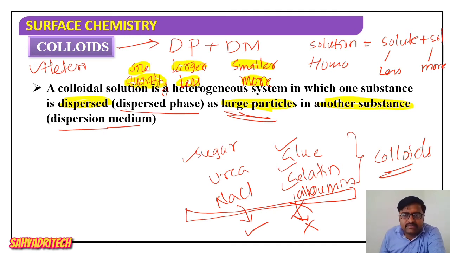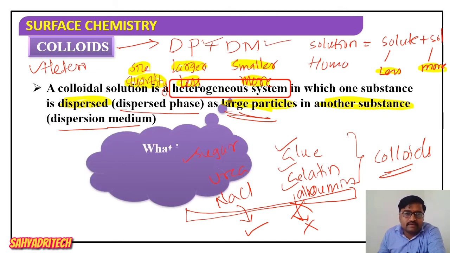quantity. Like we say here, solute and solvent: the solute particles are present in less quantity while solvent particles are present in more quantity. So, just recall the definition of colloid. What is it? A colloidal solution is a heterogeneous system in which one substance is dispersed as large particles in another substance. So yes, a colloidal solution also consists of two types of substances. They are named as dispersed phase and dispersion medium.